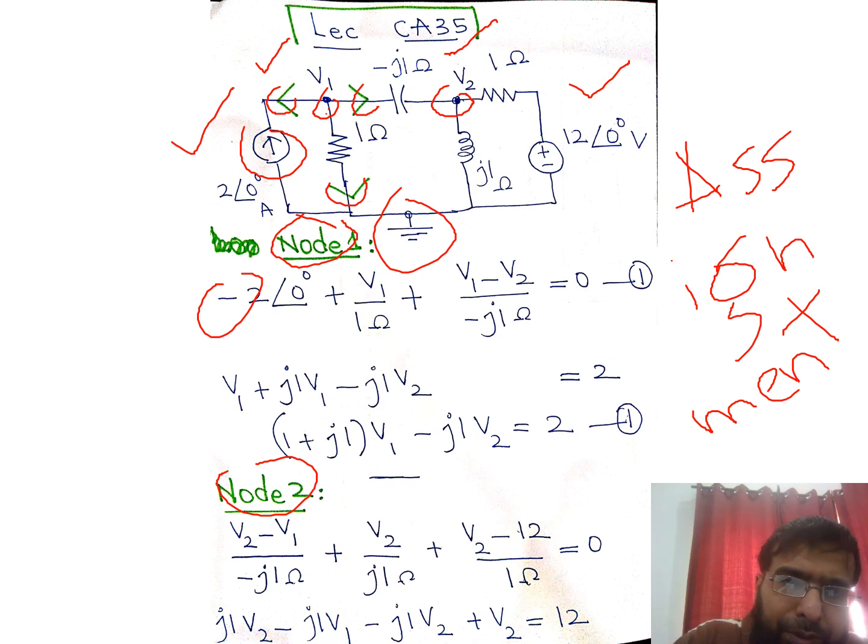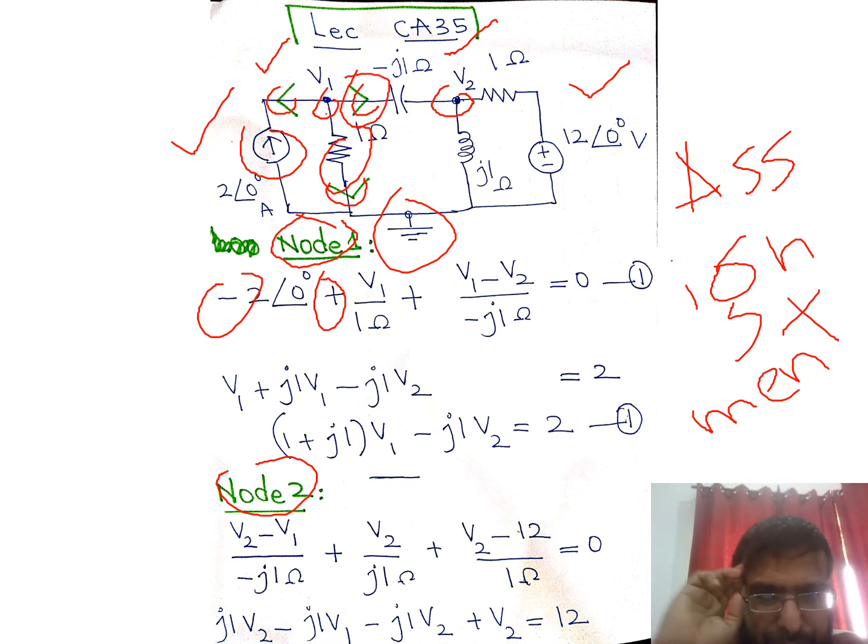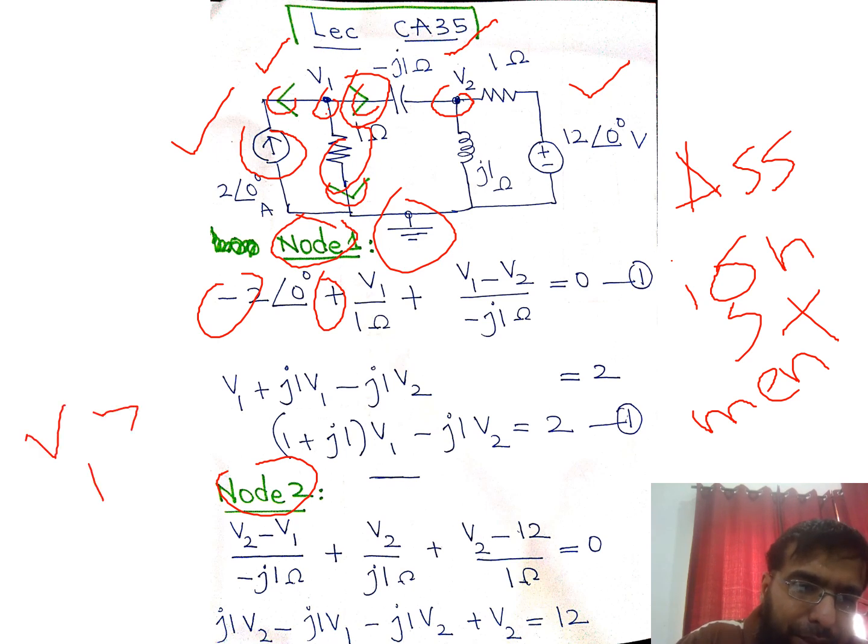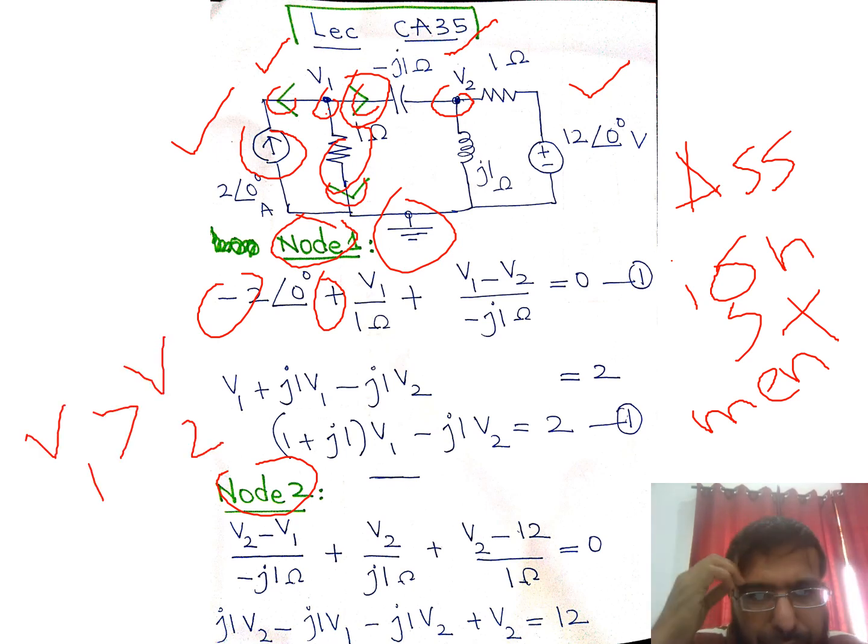And for this branch, we don't know the current, so we assume it to be moving away from the node, therefore we write it positive. And for this branch, we don't know the current, therefore we'll assume it to be moving away from the node. If it is moving away, this means V1 is supposed to be larger than V2. Actually, we don't know which of V1 and V2 is larger. So we assume V1 larger if we are writing the equation for node number 1, and we'll assume V2 larger if we are writing the equation for node number 2.